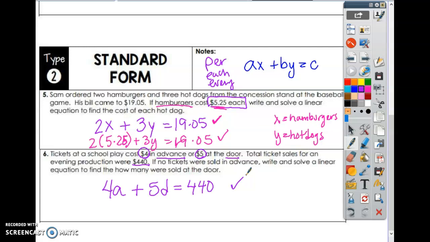Okay? So that's pretty much it. Make sure that you look for the code on quizzes. We're just matching. Match the equation with the scenario. Which one matches? Okay? We're not solving anything today.